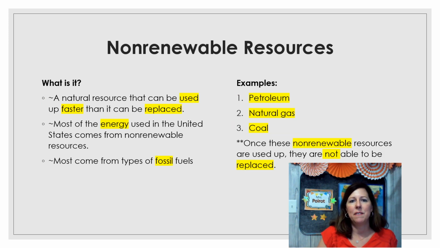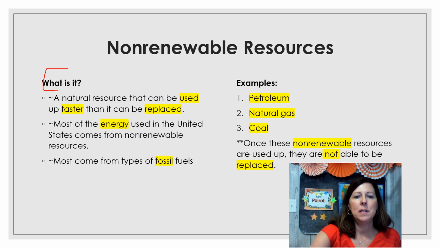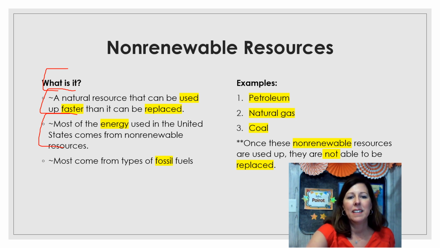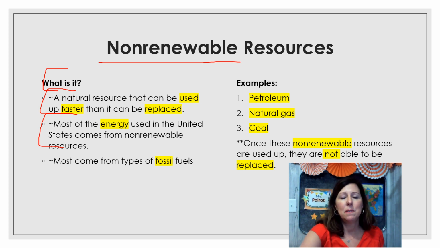And our other type of natural resource is what we call a non-renewable resource. So what are those? Those are resources that we use up faster than they can be replaced. And most of our energy that we use here in the United States comes from non-renewable resources, such as coal and oil, petroleum, all of those things. Yes, they're made by nature. They're a natural resource, but our Earth does not make them as quickly as we use them. So that's why it's called non-renewable. Once we use those, they're gone.